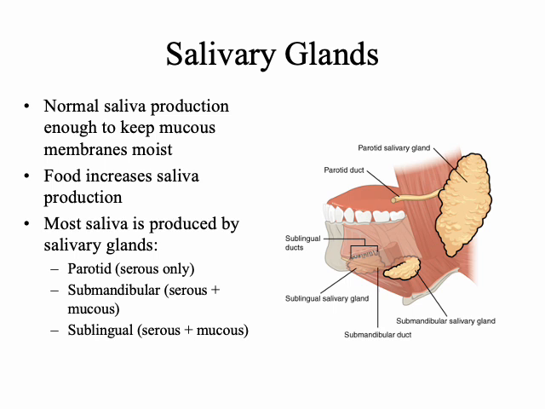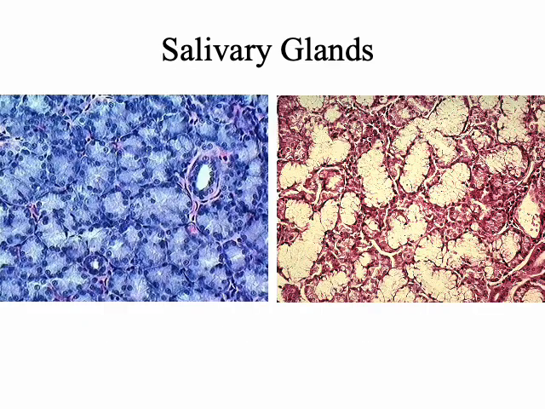The parotid produces just the watery portion of saliva, and the sublingual and the submandibular produce a mixture of water and mucus. So even though they're all considered salivary glands, the parotid actually does a slightly different version of saliva, which I think is kind of interesting.